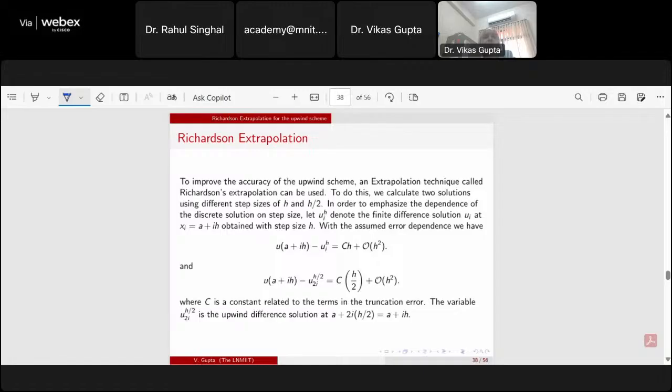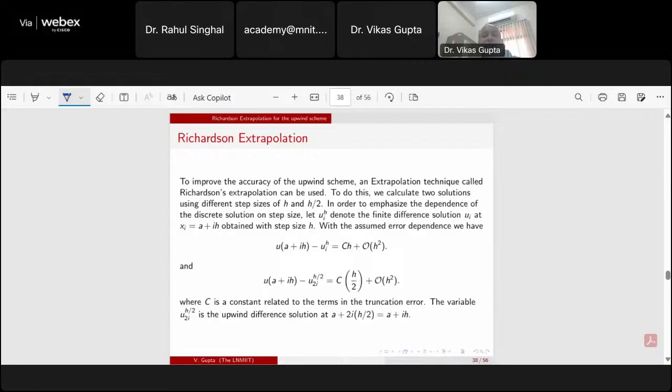Now note that we can enhance the order of accuracy of the upwind finite difference scheme by using the Richardson extrapolation technique. The upwind finite difference scheme converges with first order accuracy only. There are many other techniques to enhance the accuracy of lower order schemes. We have the deferred correction approach and the Richardson extrapolation approach. In this lecture, I am discussing only the Richardson extrapolation approach.